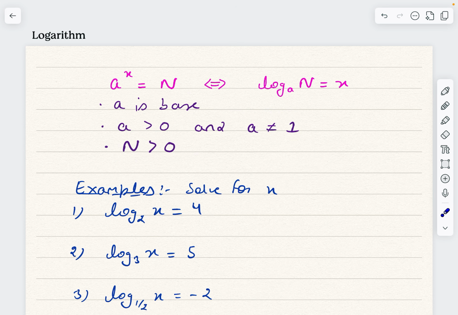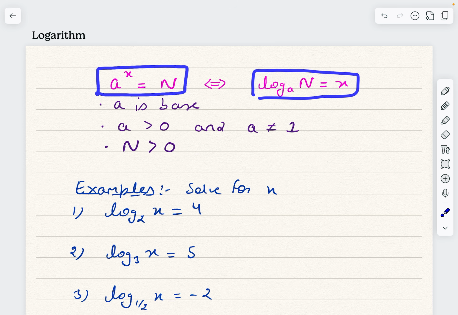Now, what is the relation with the log? How do we write the same thing in log? We write it as log base a of N is equal to x. That is all. If a^x is equal to capital N, then we say log base a of capital N is equal to x. This is what you have to remember. If you remember this, every question of log, every property of log, we can do.